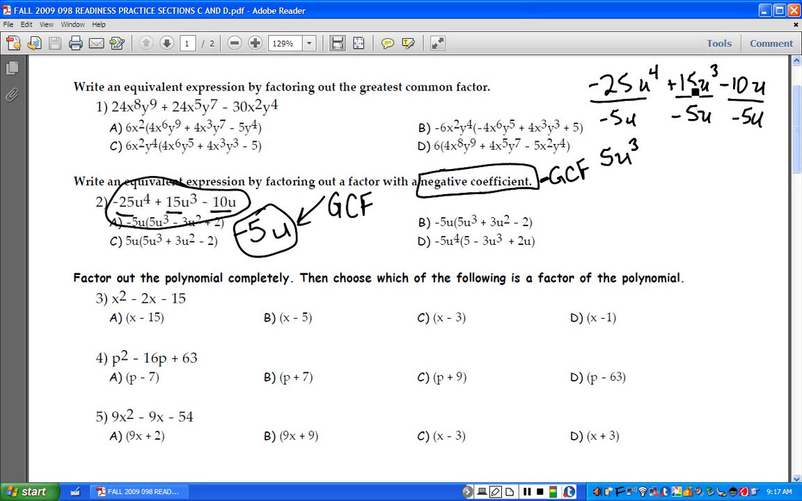Then you have positive 15 divided by negative 5, which is a negative 3. u to the third over u to the first, 3 minus 1 is u squared. And then last, a negative 10 over a negative 5. Negative and negative is positive. That gives us a positive 2. u over u, the u's would cancel, and you'd be finished with just saying positive 2. So once we find out everything that we have left, we write what we pull out times what would be left.